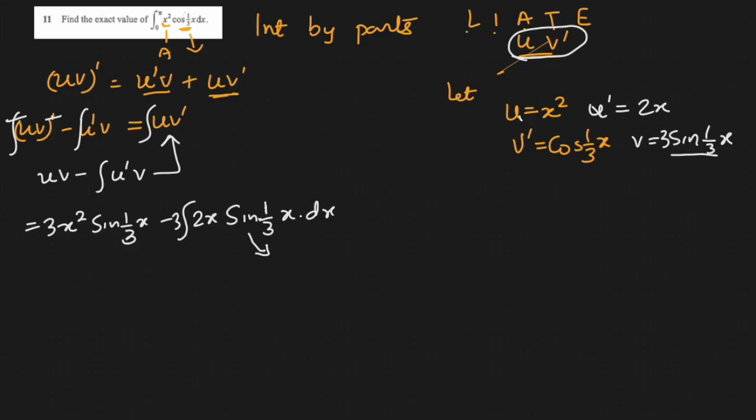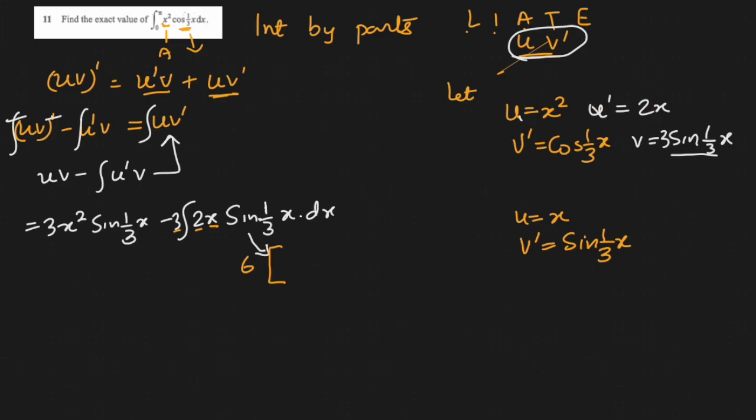So what I'll do, I'll take this 6, 3 times 2, 6 outside, and we'll again use this u, v, and now our u and v will be different. Our u is just x because 2 I have taken with 6. So u is x. V prime, I'm not changing the alphabets because that is the habit we have, so sine 1 over 3 x. This is v prime. Okay.